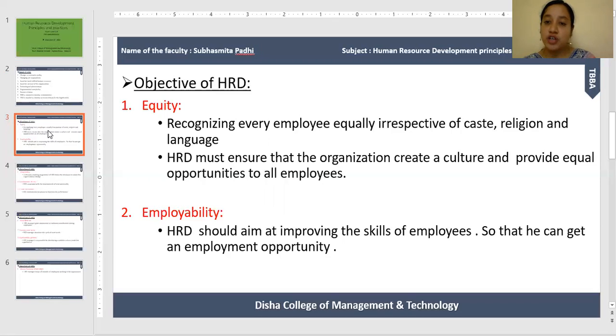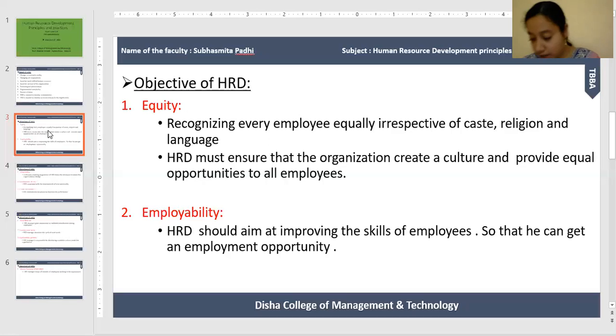And HRD instructs the organization to give equal opportunities to all the employees in respect of promotion, career planning, motivation, and the reward system also. So HRD creates a suitable organization culture where every employee gets an equal opportunity for developing themselves, for making good career plans, and for motivating the human resource. So for HRD, every human resource is equal for the organization. Next, the first objective of HRD is equity, which means giving equal importance to all employees of the organization.